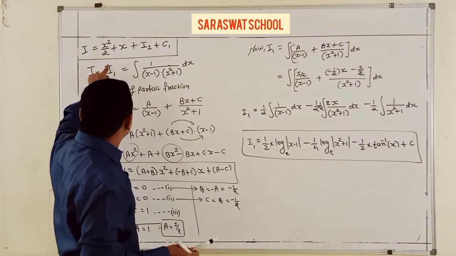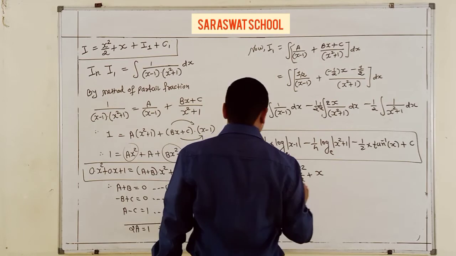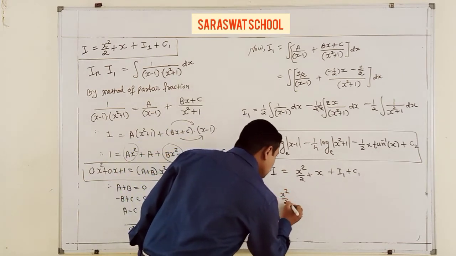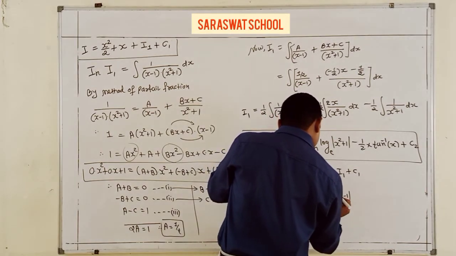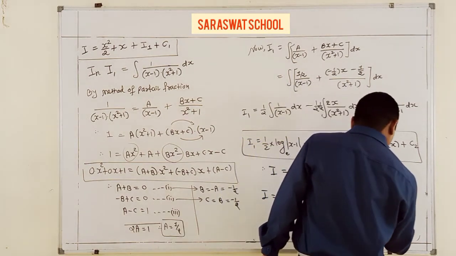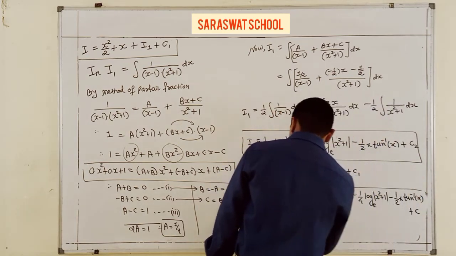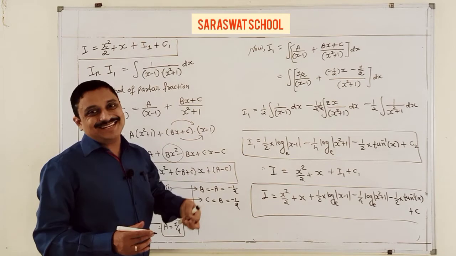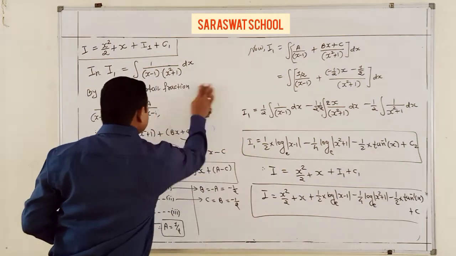Now, this I1, put it down to the I. Therefore, I is equal to first step left, plus I1, C1 here, write down C2. So, now finished: x square by 2, x, I1 is this. Half log x minus 1, minus 1 fourth log x square plus 1, and minus half tan inverse x plus c, and that's the final. Yes, it is. I only attach I1 here and it can be easily done. Now I am moving ahead, 41 questions. Yes, 41 also seems easy sum, but I am ready.